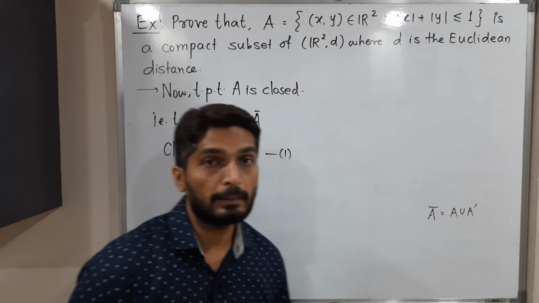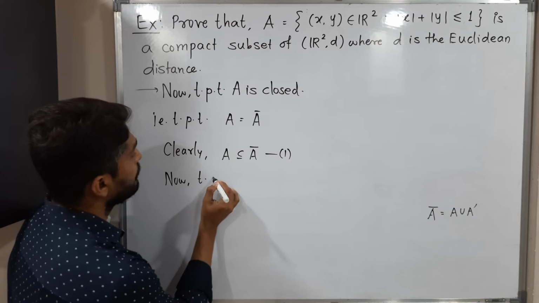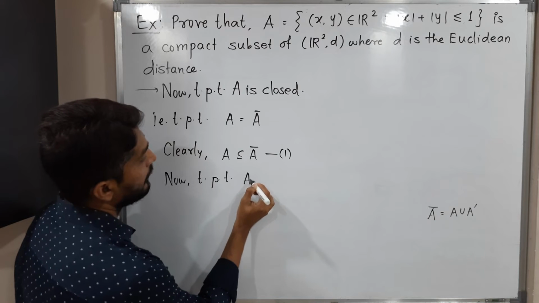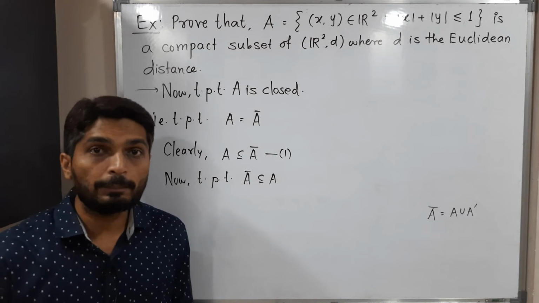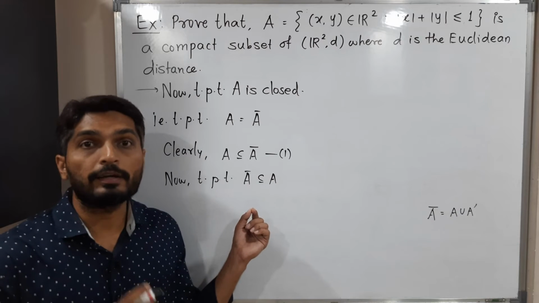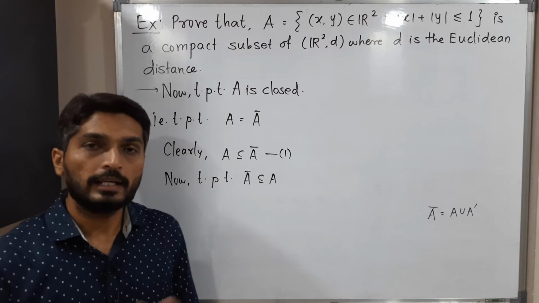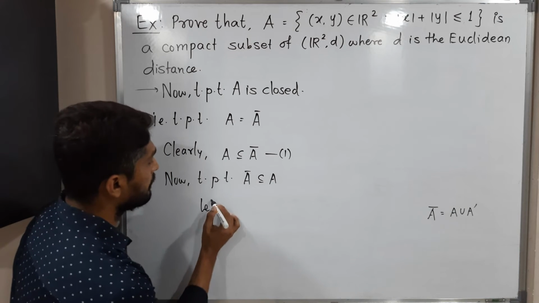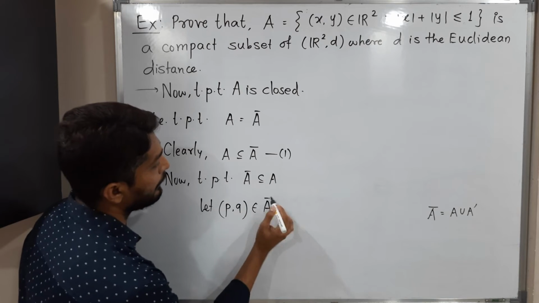Now to prove that A bar is a subset of A, we have to take one point from A bar and prove that it is in A, then we can say A bar is a subset of A. Let us take one arbitrary point (p, q) belonging to A bar.